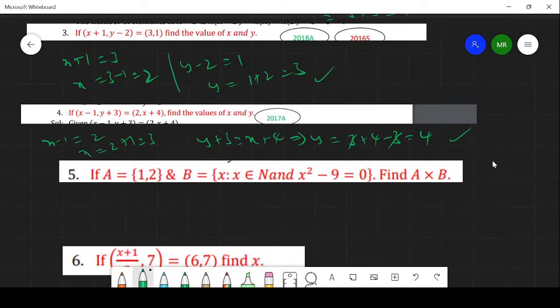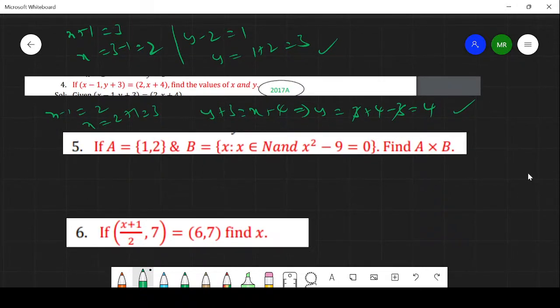See the fifth one now. A is equal to the set {1, 2}. B is equal to the set of x such that x belongs to N, x is a natural number, and x square minus 9 equals 0. Then find A cross B. We know the set A, but set B is given in set builder form. Write it in roster form to find A cross B. First I will convert it into roster form, then we will find A cross B.